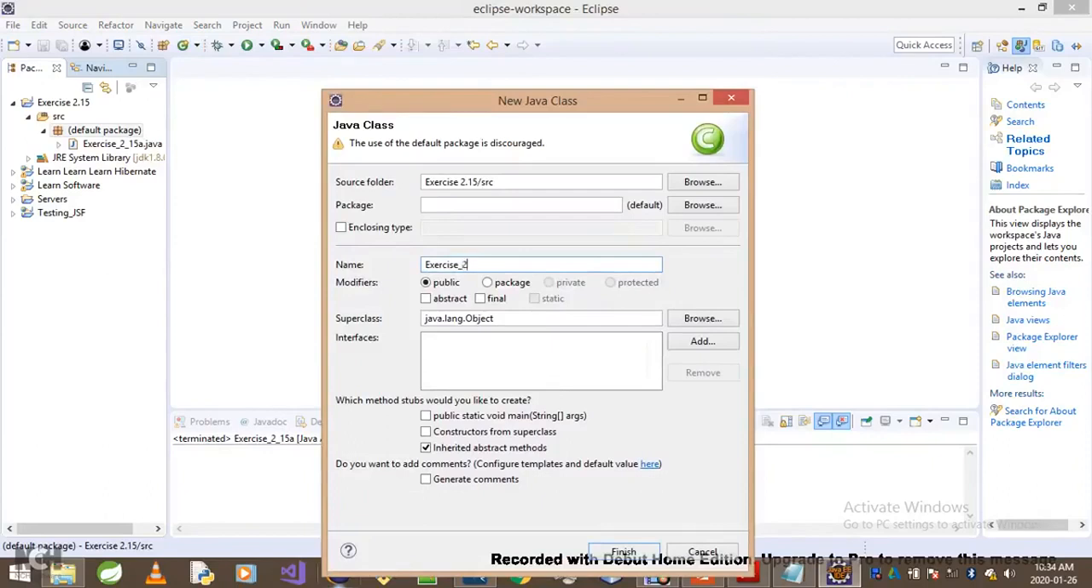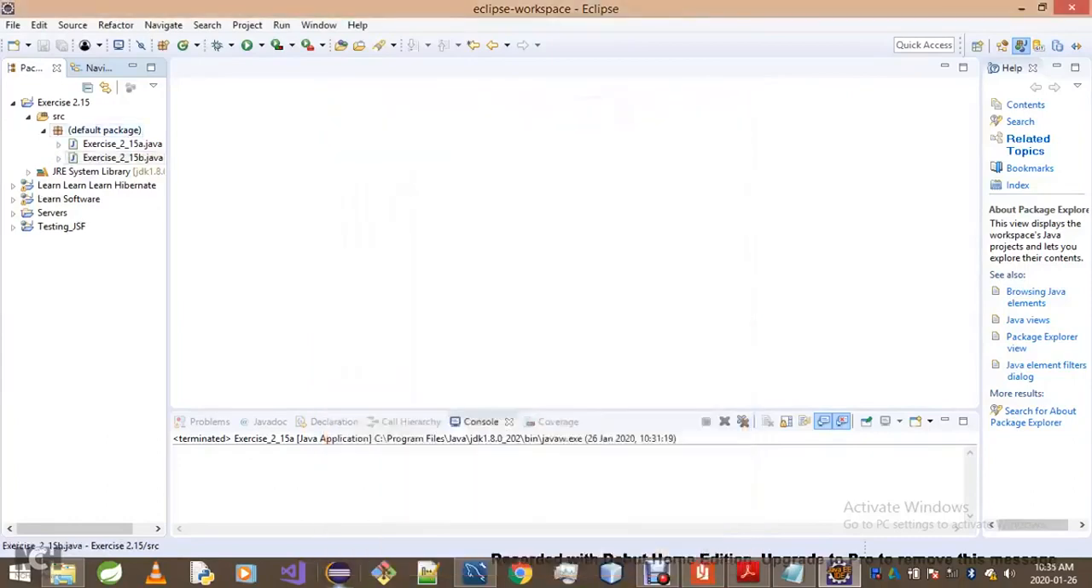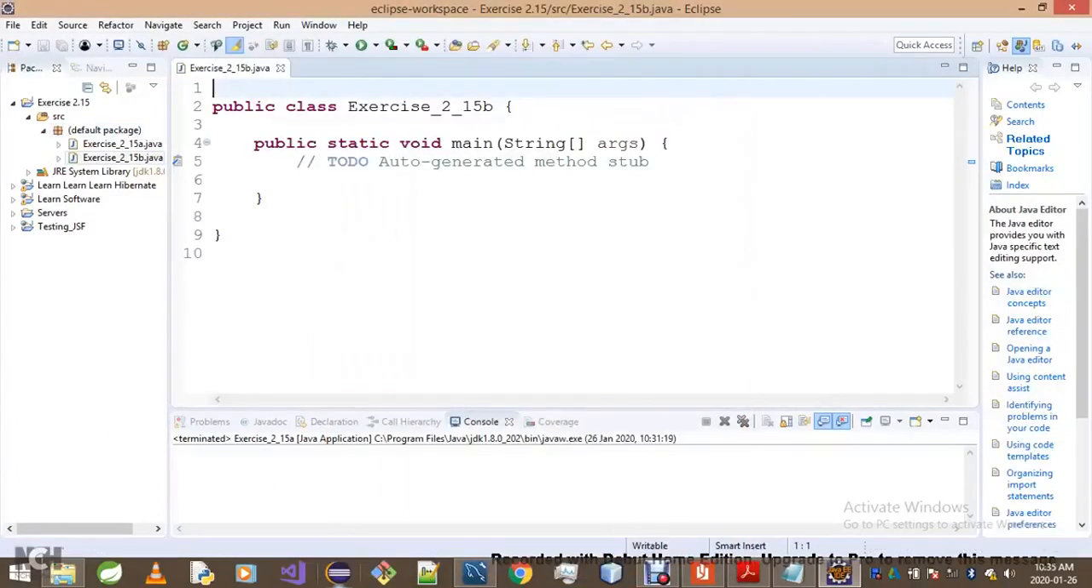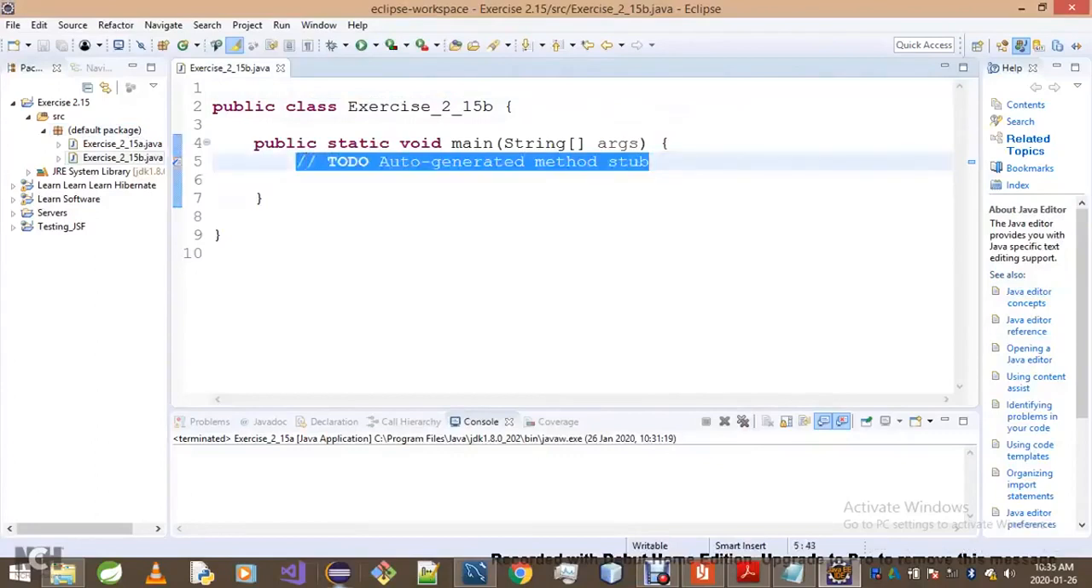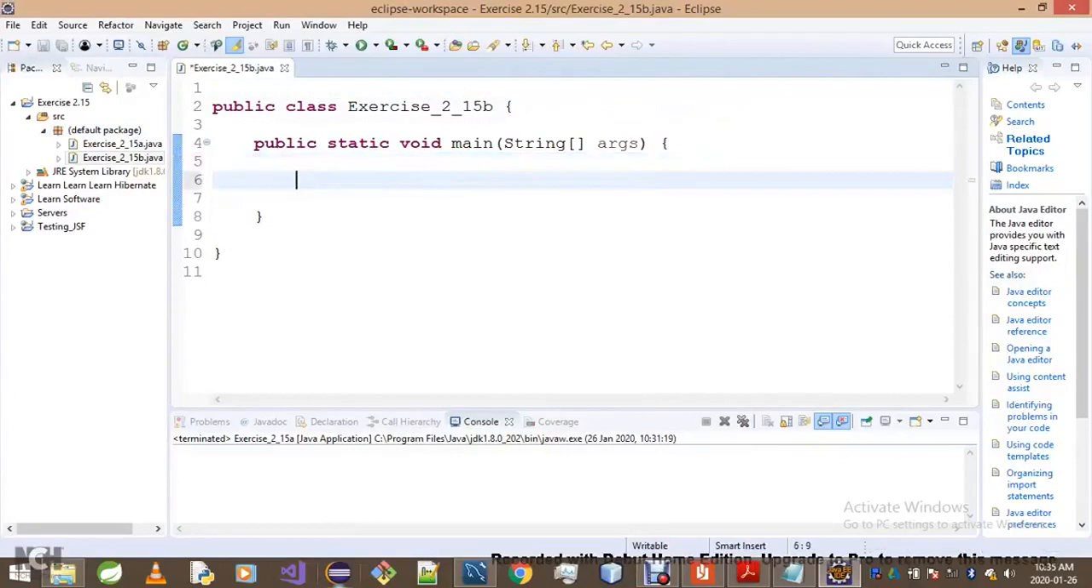So we'll simply go to exercise 2.15 and you put a B here. Problem number one, before we do anything, there is a variable that was unnecessary in student A's solution.